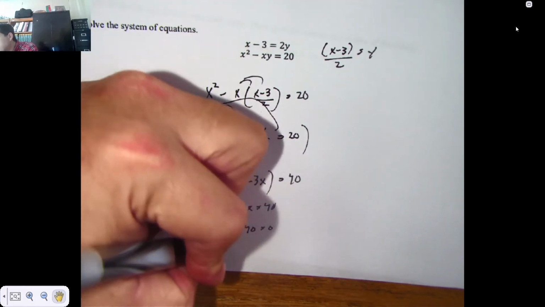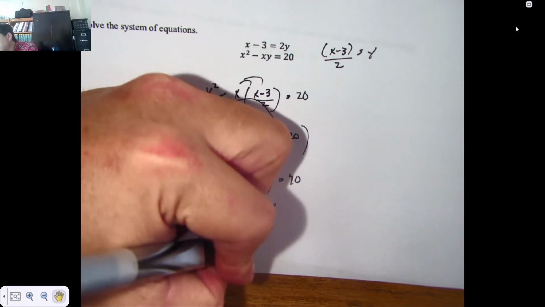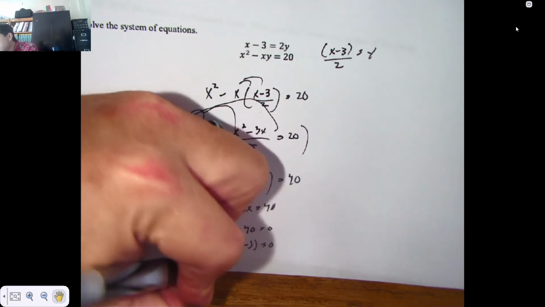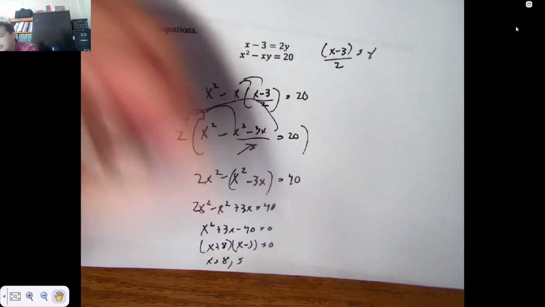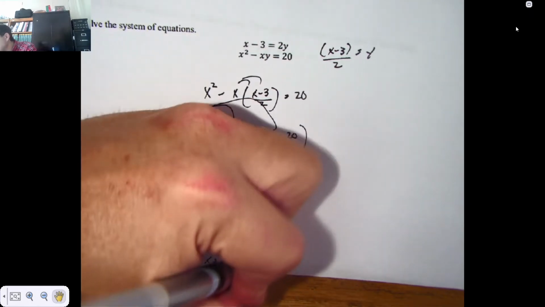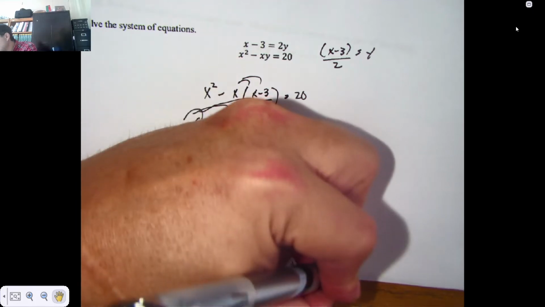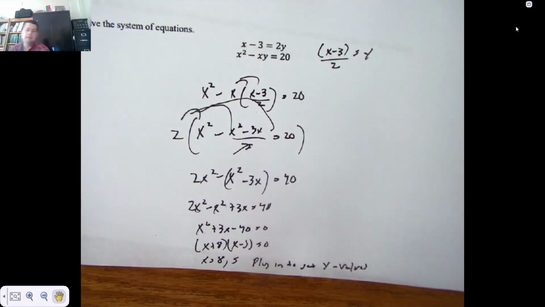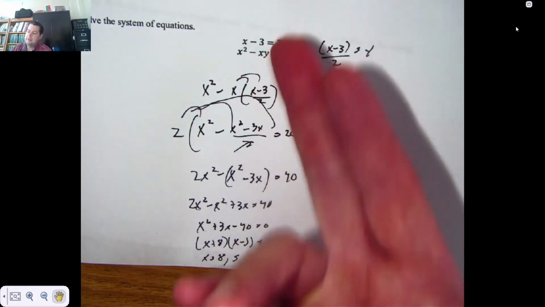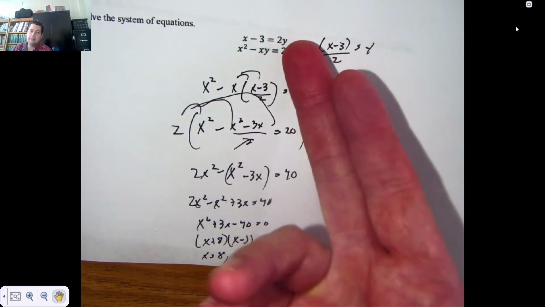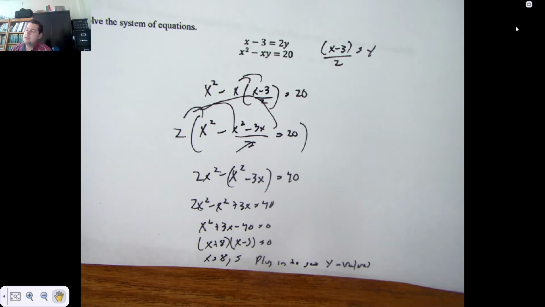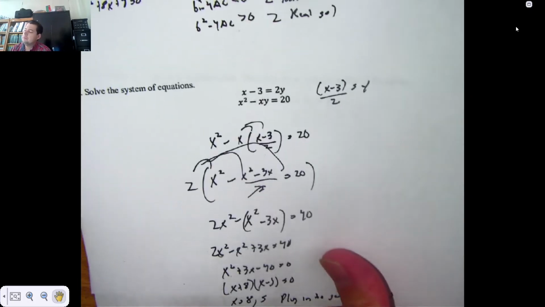You'd have x plus 8, and then what? X minus 5 is 0. So your x values are going to be 8 and 5. And then you plug these in to get y values. You're actually going to have 2 sets of ordered pairs. You know, you plug in this 8, you get a y value. You plug in this 5 up here, you get a y value. So you're going to have 2 sets of ordered pairs. All right, that's how you do 20.